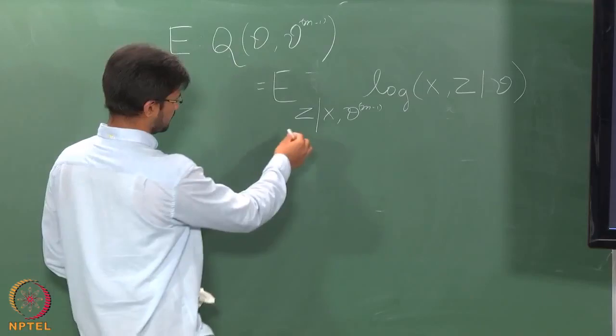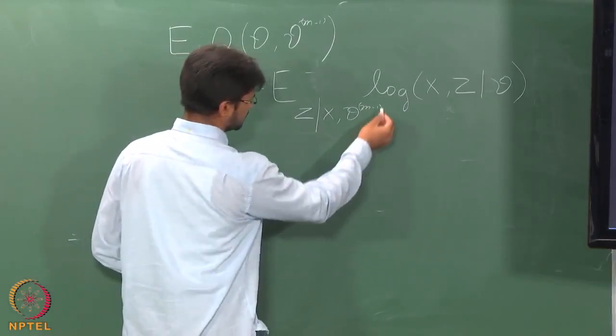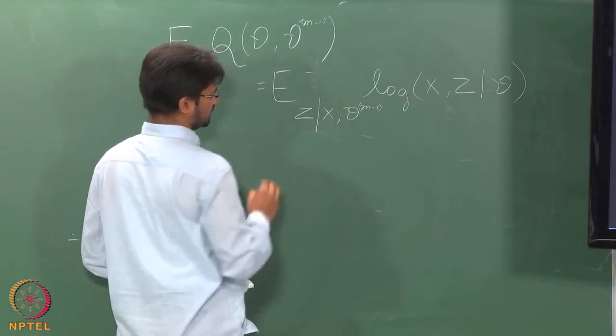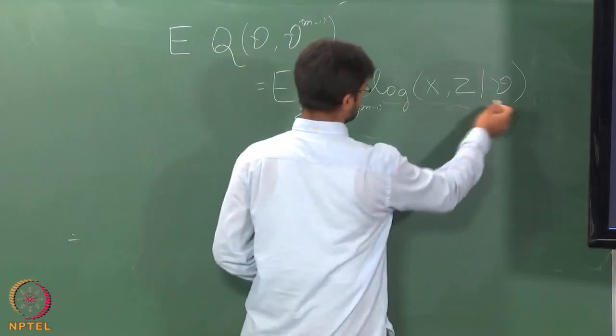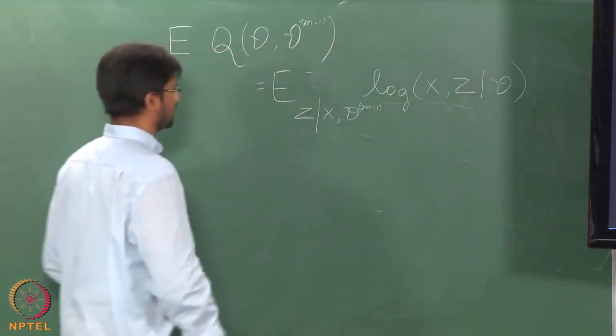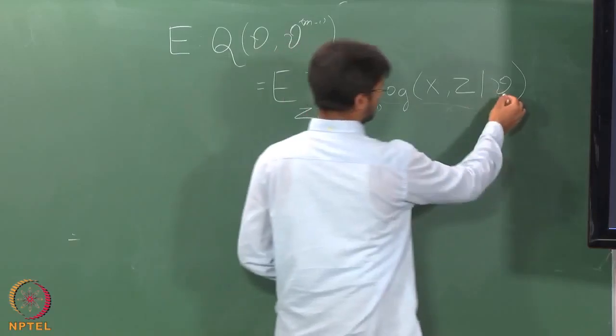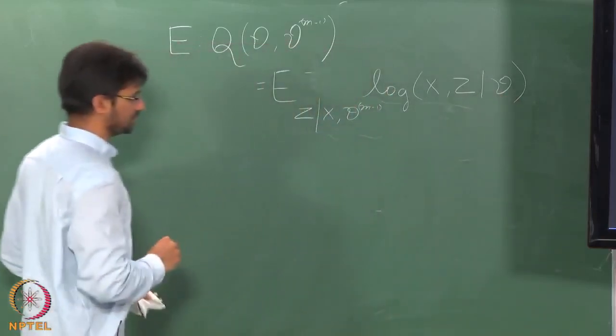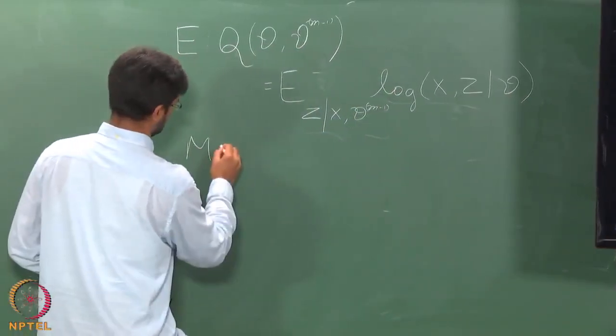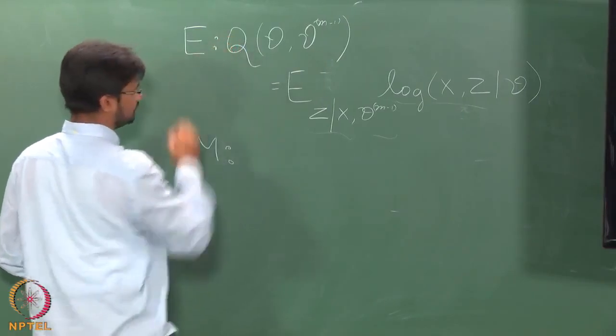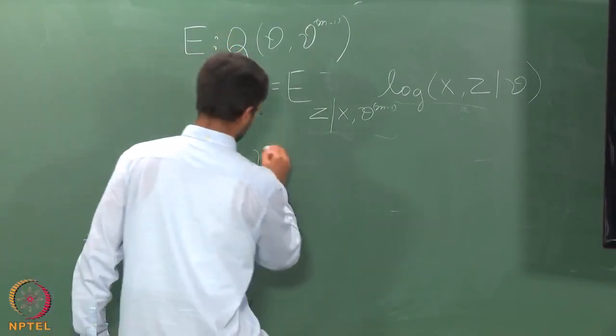Yeah, the most important thing to remember is that this distribution is taken over the previous guess, whereas the expectation is for the complete log likelihood over the unknown parameters, right, and the M step just gets the next guess.